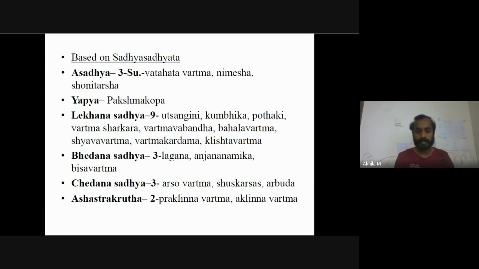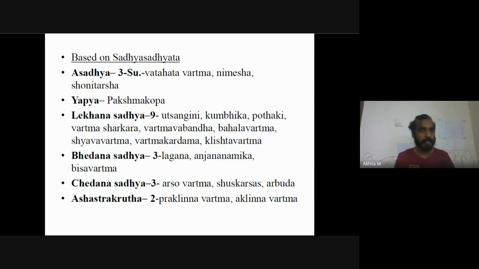According to Sushrutacharya, three are Asadhya: Vatahata Varma, Nimesha and Shonitarsha. Pakshma Kopa is a Yapya Roga. Lekhana Sadhya Vyadhis are 9, Bhedana Sadhya Vyadhis are 3 in number, Chedana Sadhya Vyadhis are 3 in number, and Ashastrakrita are 2 in number, Praklinna Varma and Aklinna Varma.